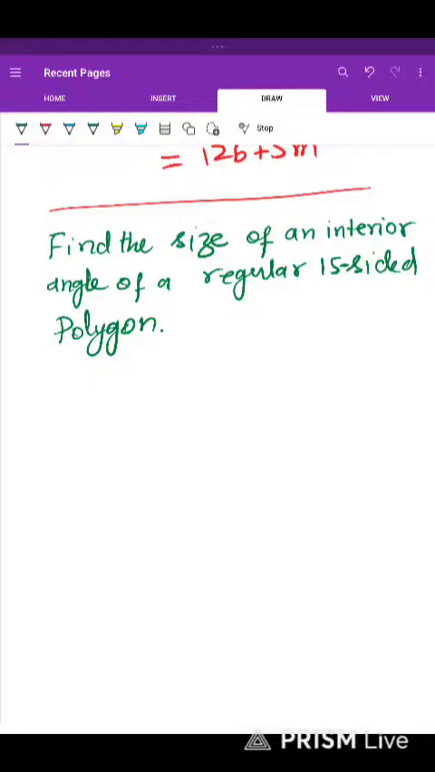So mathematics is all about exploring that truth. Here, for a 15-sided polygon, its interior angle is required. So let us begin doing that. Interior angle can be calculated using a formula: (n minus 2) multiplied by 180, divided by n. So that's the formula for interior angle, right?